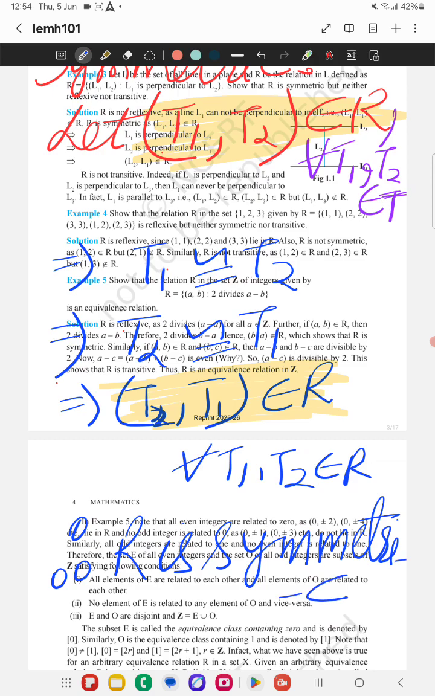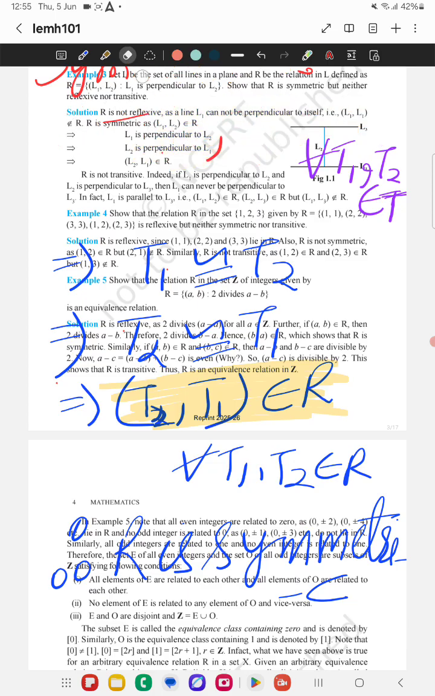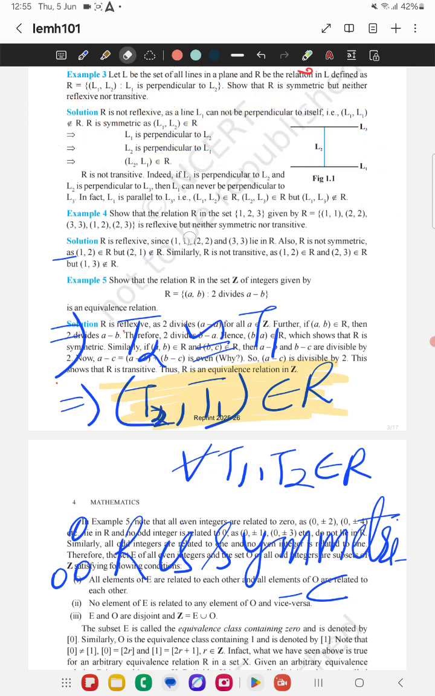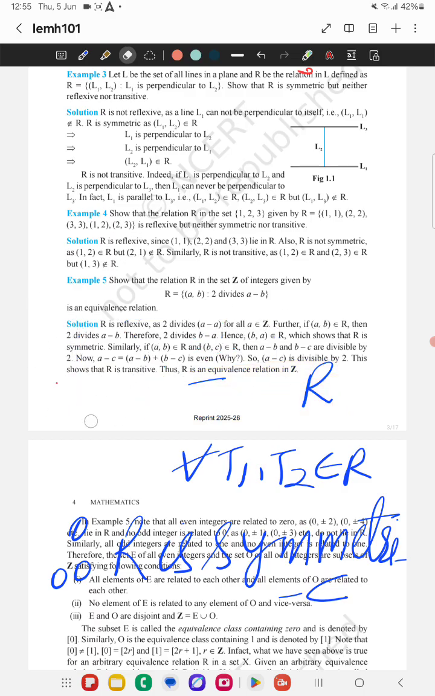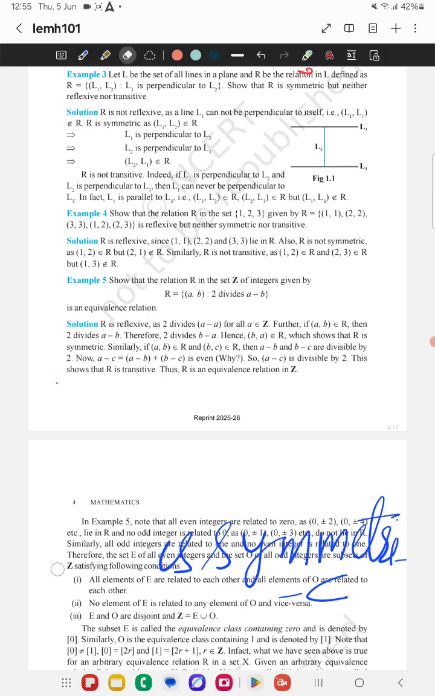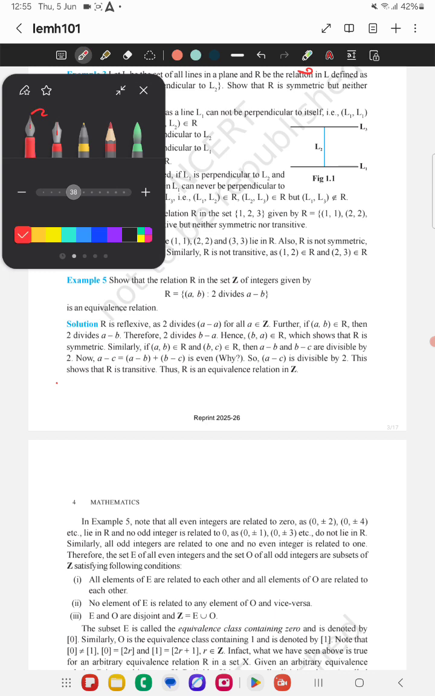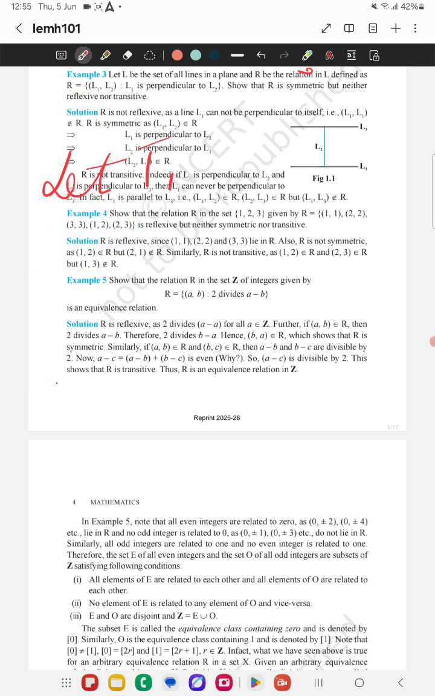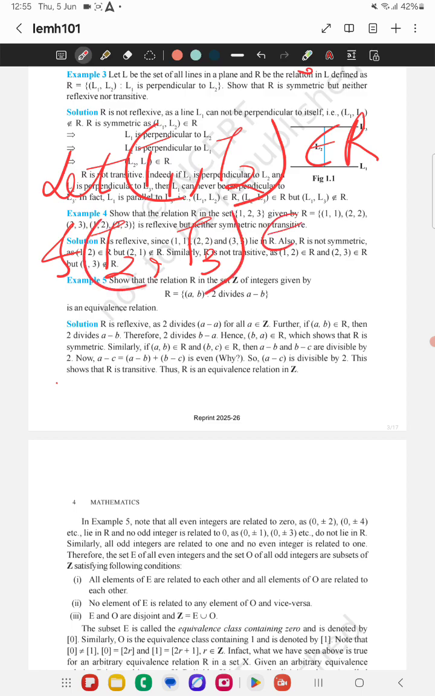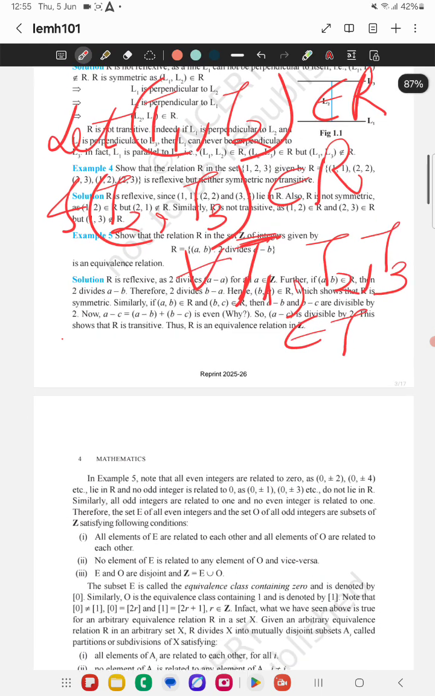Is it clear? Now let me proceed toward the next part of the question, that is your transitive. For transitive, you are very much aware of the definition: let (T1, T2) belongs to R and (T2, T3) belongs to R, for all T1, T2, T3 belongs to T.